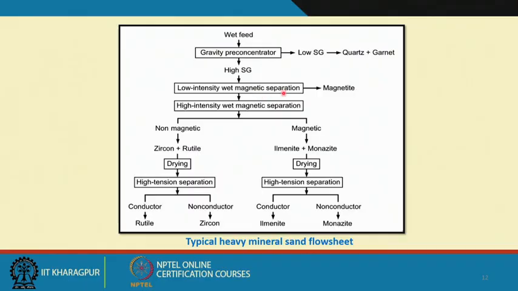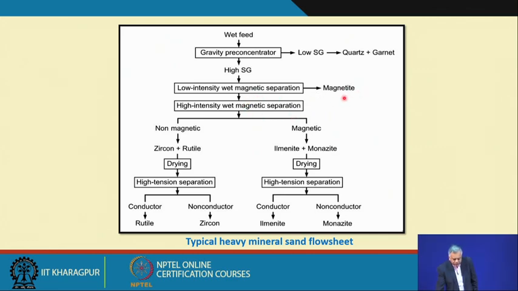That is, whether some of these minerals are magnetic: some of them are ferromagnetic, some of them are paramagnetic, and some of them are diamagnetic. So, what do we do? We use a low intensity wet magnetic separator first to remove the magnetite bearing material. That is, normally the magnetite you have, you take it out, because it is a ferromagnetic material.